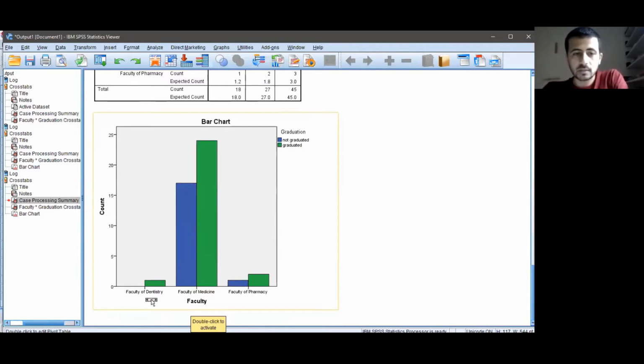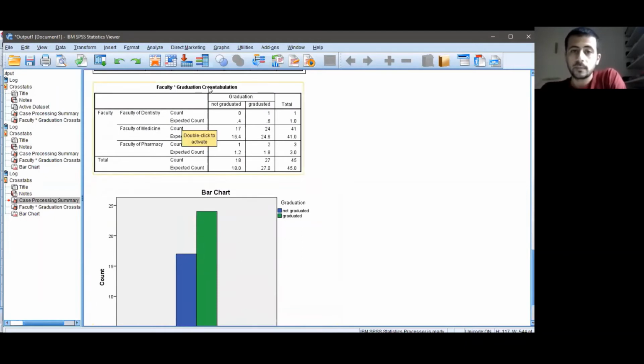Why is it clustered? We have a cluster for dentistry, graduated and not graduated, a cluster for medicine, both, a cluster of pharmacy. If you remember, back then we just had two columns, one for graduate and one for undergraduates. But here we have a cluster because we have three variables, and in each variable we have two proportions. So what do I use the expected count for?